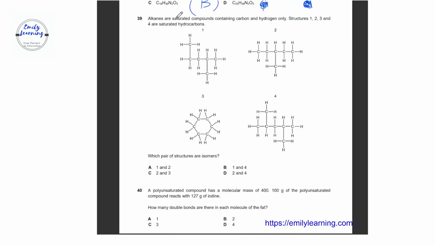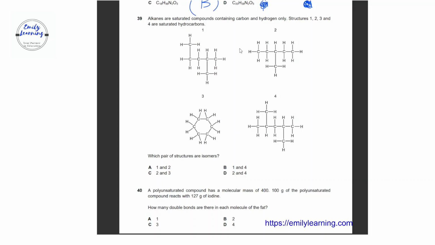Question 39. Alkanes are saturated compounds containing carbon and hydrogen only. Structures 1, 2, 3, and 4 are all saturated hydrocarbons. Which pairs are isomers? So firstly, what are isomers? Isomers are basically compounds with the same molecular formula, but different structural formula.